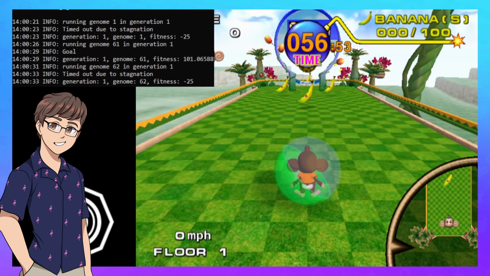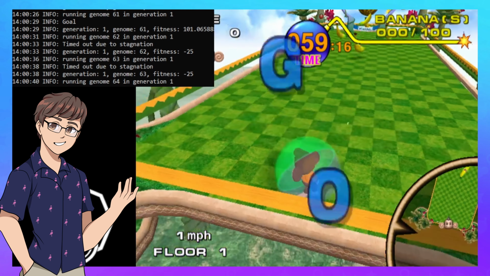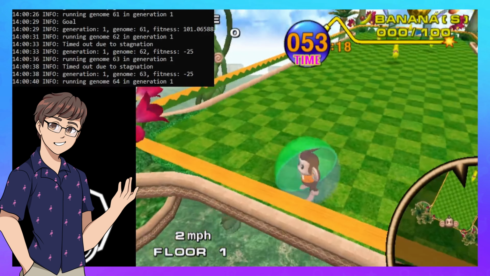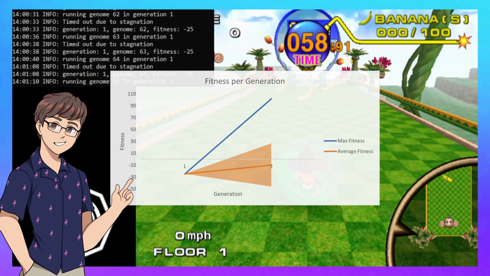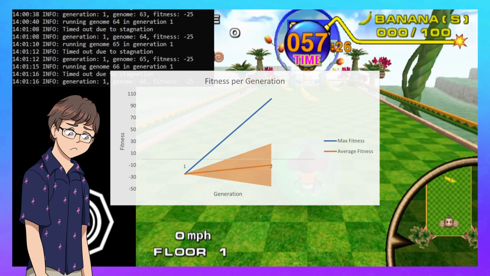Based on my testing, the highest possible fitness score to get on this stage is approximately 101. Running the evolution program, the AI hit the target fitness early within the second generation. As you can see in this graph, the results are not all that interesting.